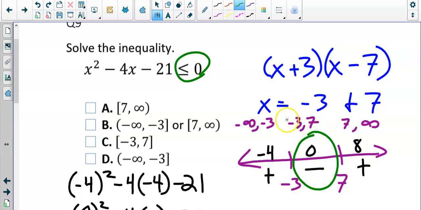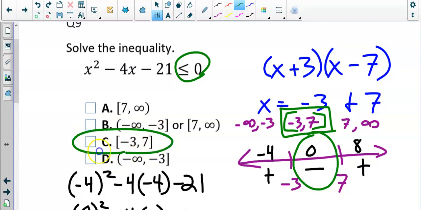Now the question is, are they brackets or parentheses? How'd you know it was a bracket? Because we're equal to, yeah. This is the answer. Because that's the interval that we have negative numbers for answers. And it's a bracket because we're equal to. So up here, what is the solution? A, B, C, or D? C. And there we go. There's question number 9.